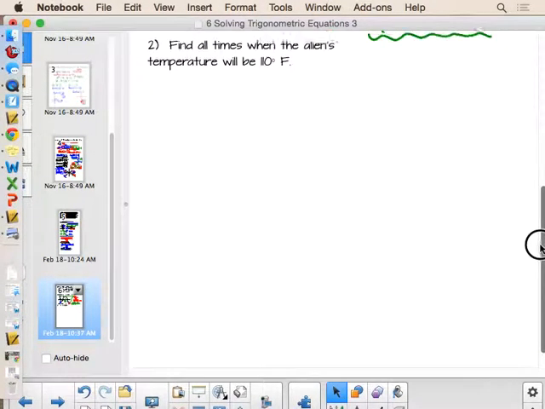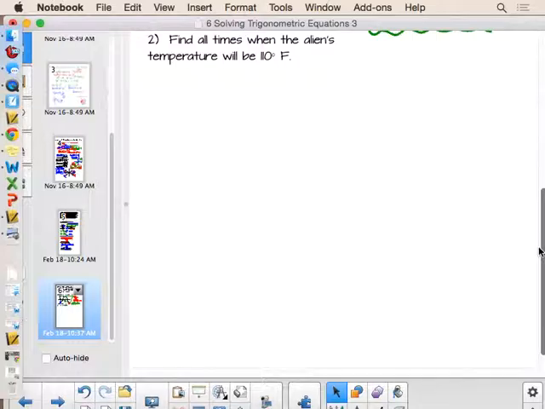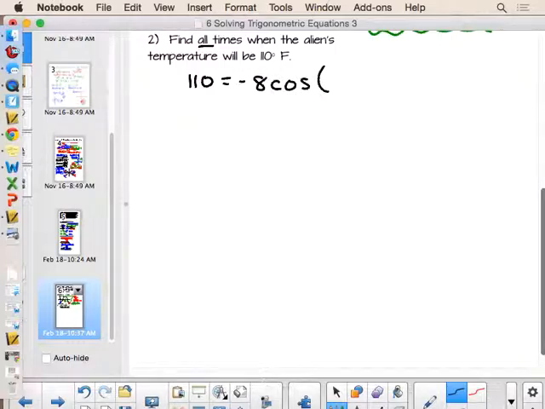Last solving problem, and then we are done with this unit. All content will have been finished prior to break. So I have an equation, and I need to find all the times when I'm going to be 110 degrees, aka general equation. I'm giving you my temperature, so I'm telling you what to set the equation equal to. So 110 is equal to -8 cosine of pi over 20, and we got t minus 15, then plus 112.